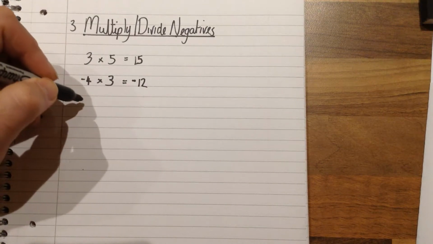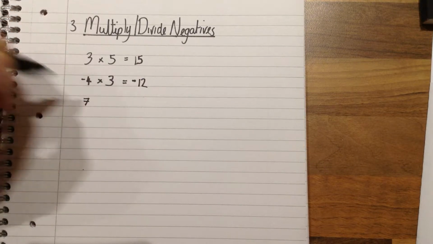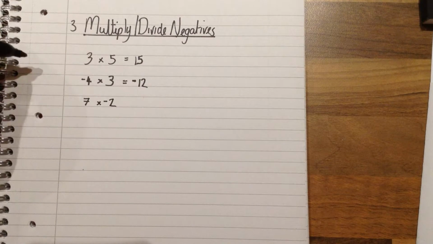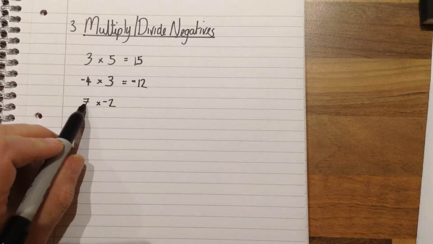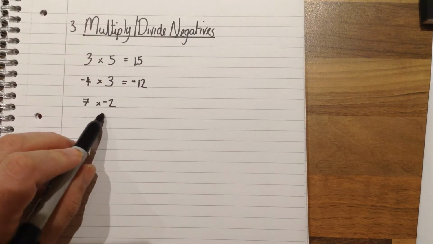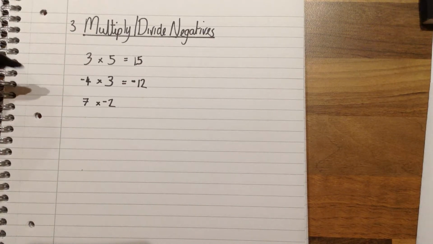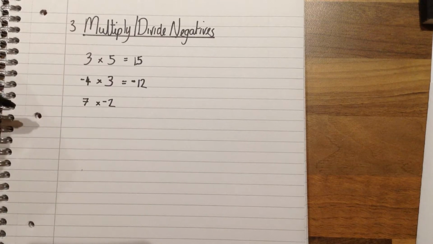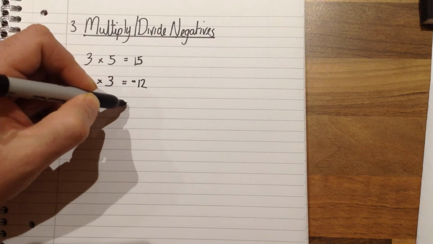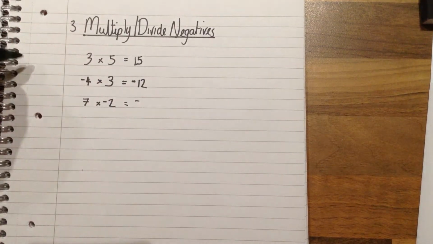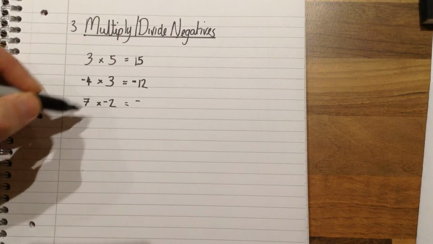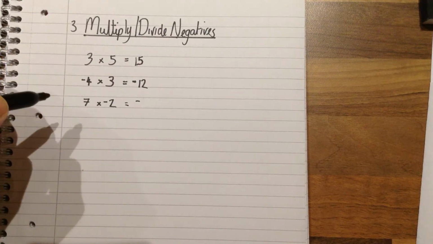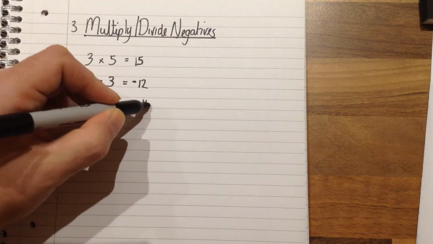Let's look at the other way round. So maybe the first number is positive and the second number is negative. So here we've got 7 times negative 2. This is exactly the same as above. We've got one positive and one negative. You've got one of each, so the answer, no matter what it is, must be negative. So if you've got one positive, one negative, answer's negative. And then just 7 times 2, well, that gives us 14.